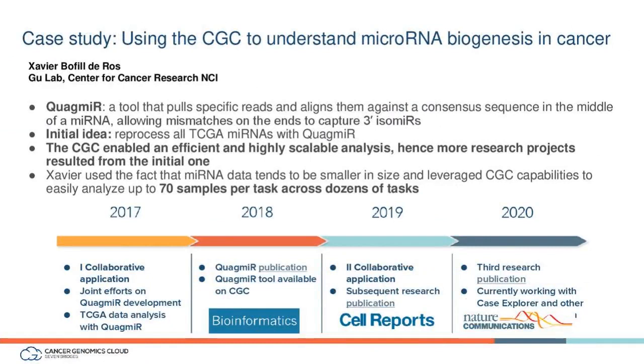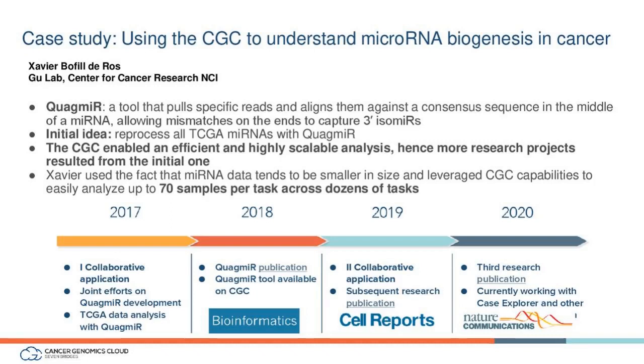So as a case study, I want to highlight this collaborative project that we did with Xavier, who is from the Center for Cancer Research at NCI. So Xavier used the CGC to understand microRNA biogenesis in cancer. So as you can see in this timeline, he submitted an application for collaborative project in 2017. And together with our team, Xavier developed this tool called Quagmire, which is used for pulling specific reads and aligning them in the middle of a microRNA.